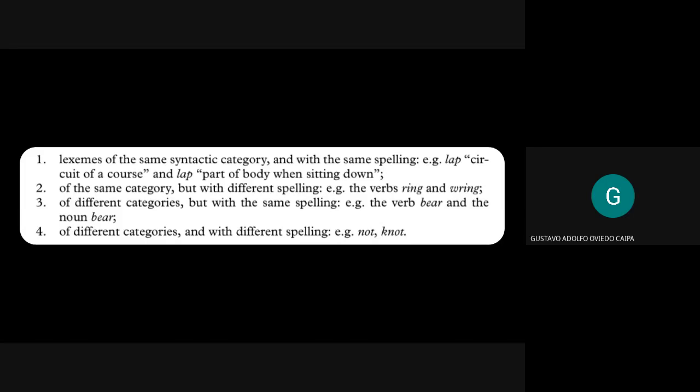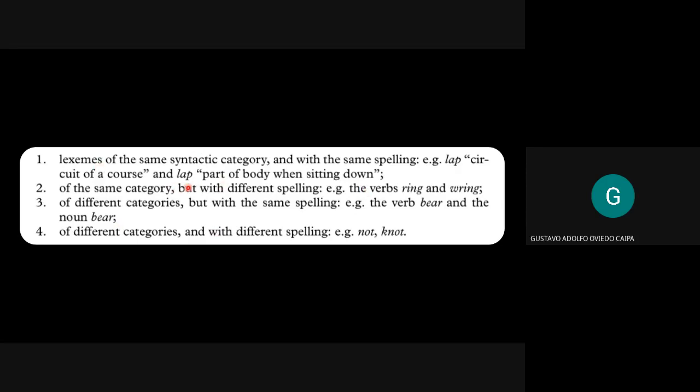For example, these are some different types of homonymy according to the author. So lexemes of the same syntactic category and with the same spelling. For example, lap as a circuit, or lap as part of the body when you sit down. I don't know if you have ever paid attention to competitions like, for example, Formula One or NASCAR, or well, I don't really do it, but basically this term lap comes from there. Or for example, in the Olympics, when people are running in the running track, and they have to give several laps around the same area. That's what we call a lap.